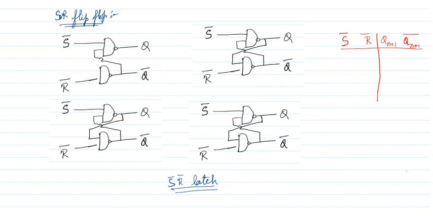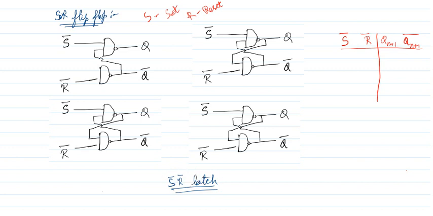S stands for set, and R is for reset. This is called a latch. First we will see what the S bar, R bar latch is, then we will move into the SR flip-flop.